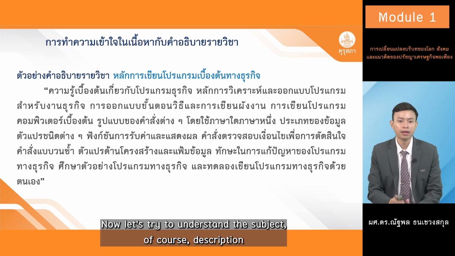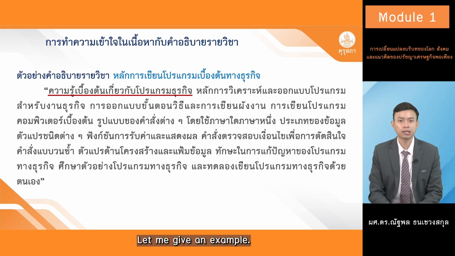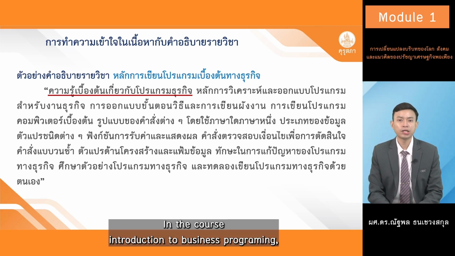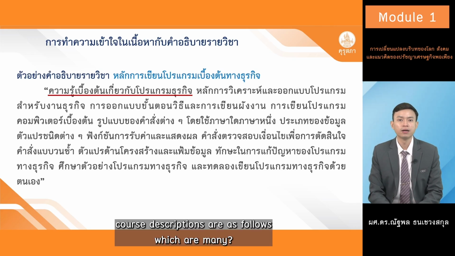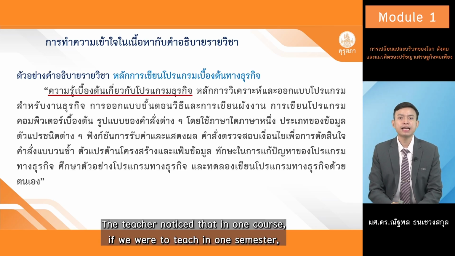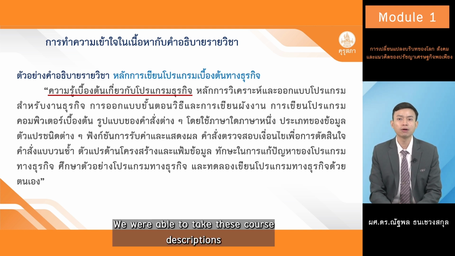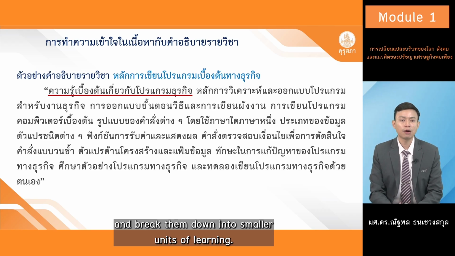Now let's try to understand the subject of course description, so how can we determine our CK in one semester? Let me give an example in the course Introduction to Business Programming. The course descriptions are as follows, which are many. The teacher noticed that in one course, if we were to teach in one semester, there were course descriptions given like this from beginning to end. We were able to take these course descriptions and break them down into smaller units of learning.